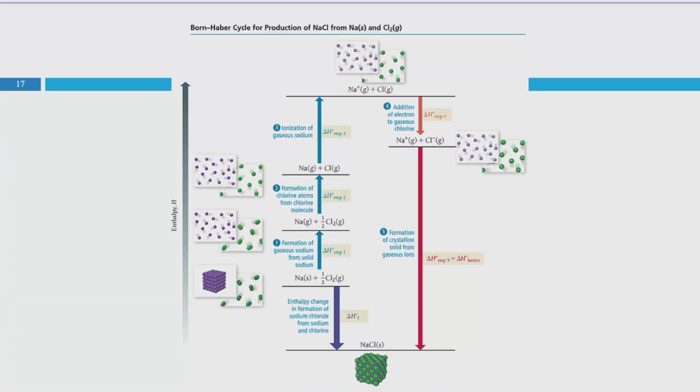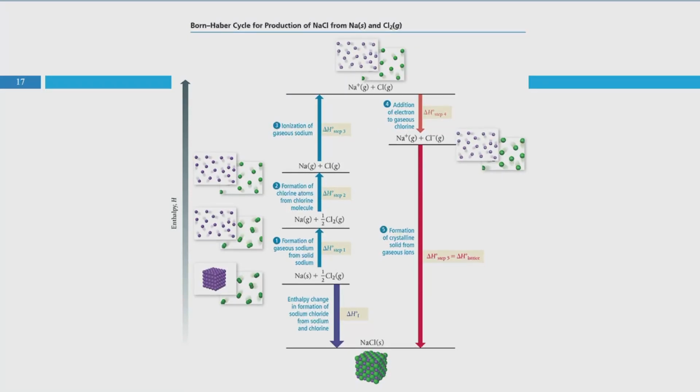So here is what that could look like. We are starting down there at the red arrow. So we're starting with sodium as a solid, because that's its normal state. We're starting with 1/2 of chlorine as a gas, because its standard state is Cl2 as a gas, and we need 1/2 of those. And we can change the solid sodium into gaseous sodium. So that's going to be our first step. Step 1.